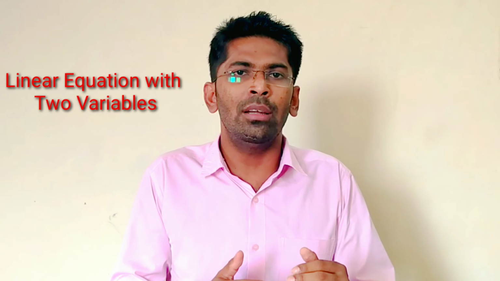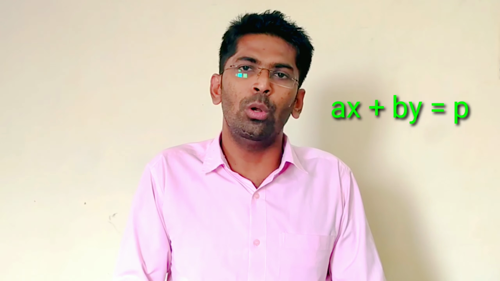Hi everyone. As we already discussed in the last video, a linear equation with two variables is a relationship between two unknown values shown by an equation. That is, a set of values for two unknowns satisfies the equality statement ax plus by is equal to p, where x and y are the variables, a and b are the non-zero coefficients, and p is the constant.